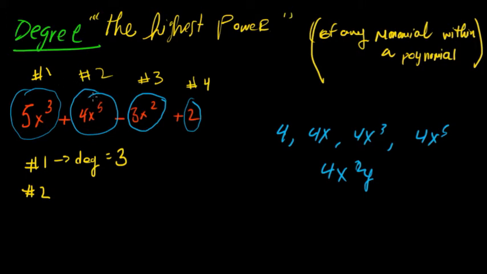Let's see. Number 2 has a degree of what? Well, let's look at our variables. We only have x here. So x is raised to the 5th power. So 2 has a degree of 5.